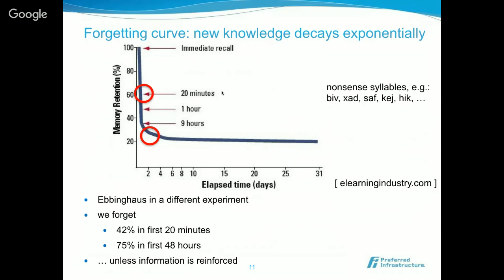Once he plotted the result of the experiment, what is shown is the so-called forgetting curve, which leads us to conclude that the new knowledge decays exponentially fast, unless, however, this knowledge is reinforced. So unless we use our new knowledge, we're probably going to lose it, with up to 75% of new information being lost in the first 2 days of study.